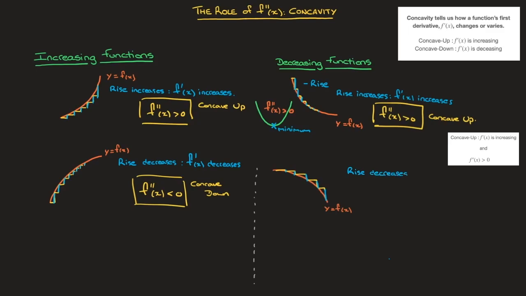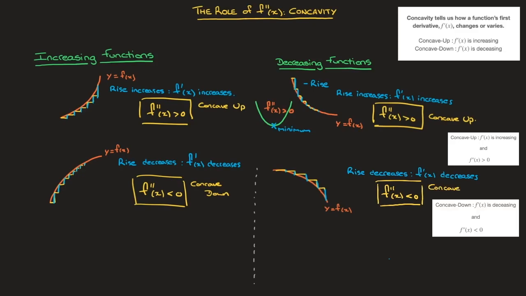And since the rise is decreasing, the first derivative, f dash of x, is decreasing. So I'll say f dash of x decreases. And since the first derivative is decreasing, the second derivative, f dash dash of x, is negative. And I'll go ahead and box that, and once more we can say that the function is concave down.